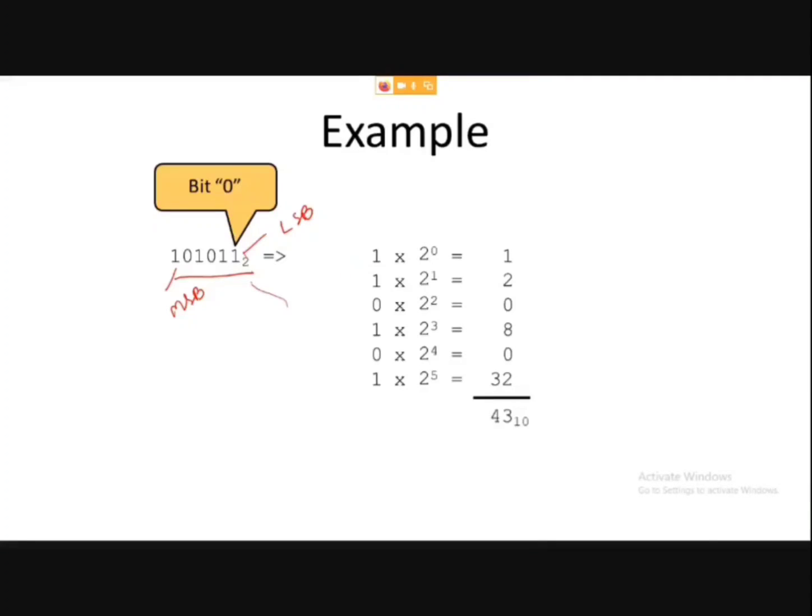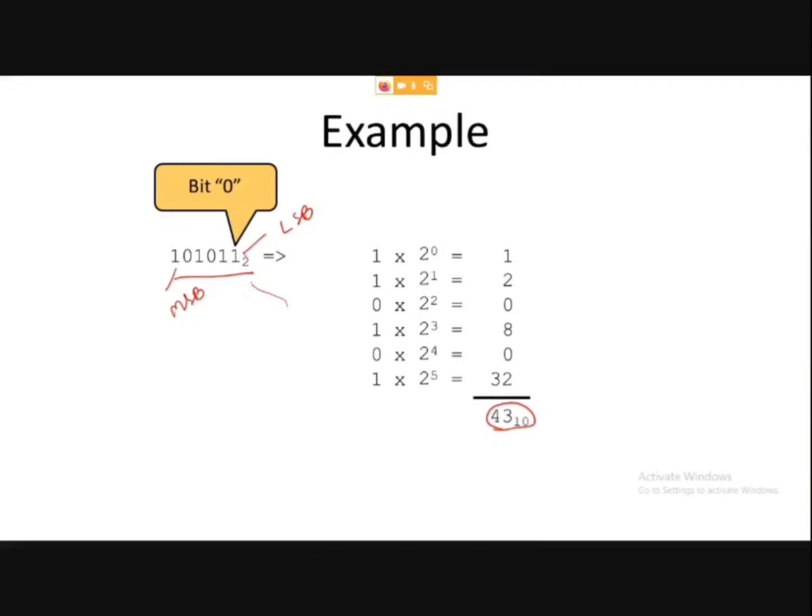we can see that 1 into 2 raised to power 0, 1 into 2 raised to power 1, and similarly multiplying these bits by the corresponding weights. Okay, and we are having different outputs. Like this, we have done 6 products, and when we add these 6 products, we get the output as 43. So this 43 is my decimal. In this way we can convert a binary number into a decimal number.